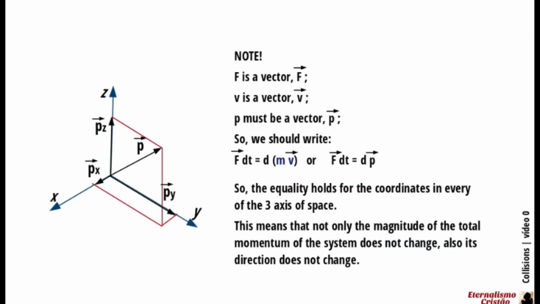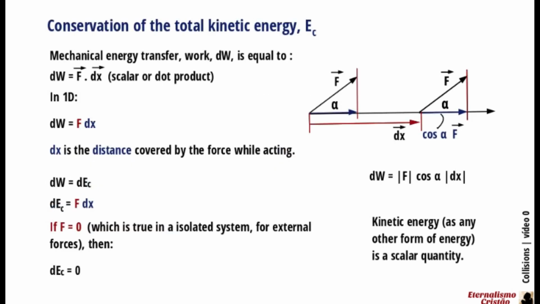Note: F is a vector, V is a vector, P must be a vector, so the equality holds for the coordinates in every one of the three axes of space. This means that not only the magnitude of the total momentum of the system does not change, also its direction does not change. If you are interested in the proof for the conservation of the total kinetic energy, EC, stop the video and read.